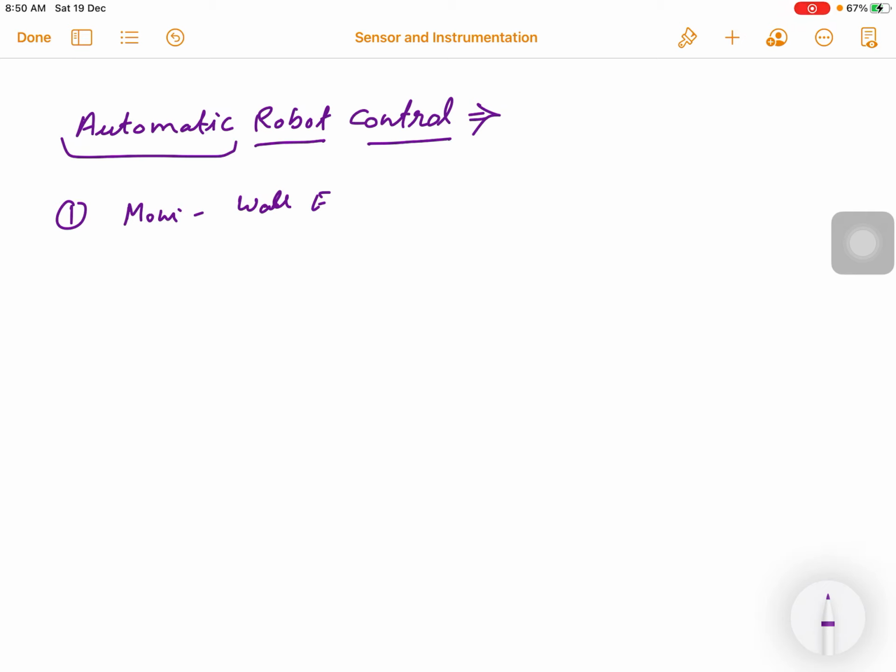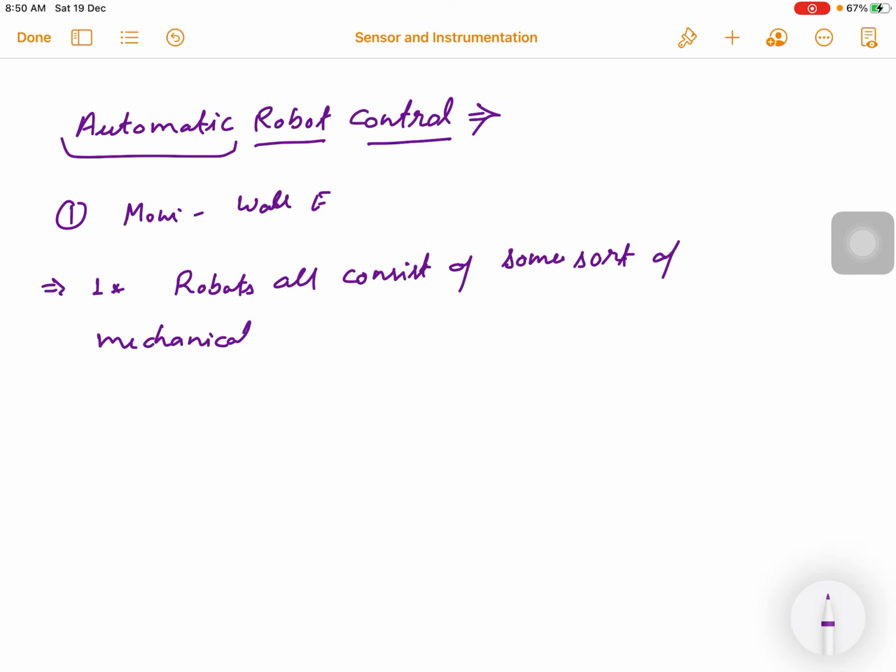So, if I talk about automatic robot control, first thing is what are the characteristics of this. For this, first point I am just writing, and these are the basic points. Robots all consist of some sort of mechanical construction, because ultimately they have to perform a mechanical task.